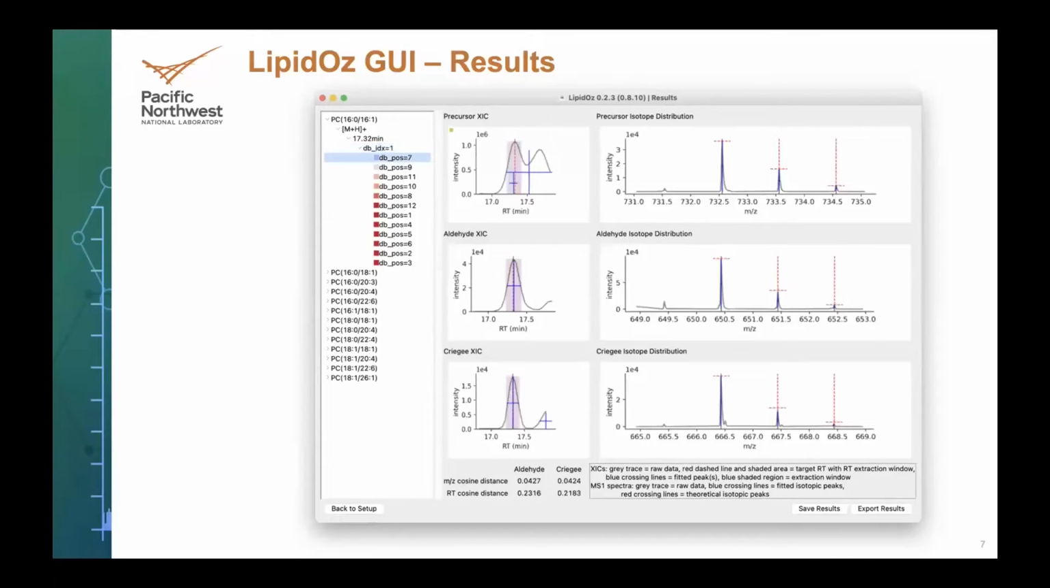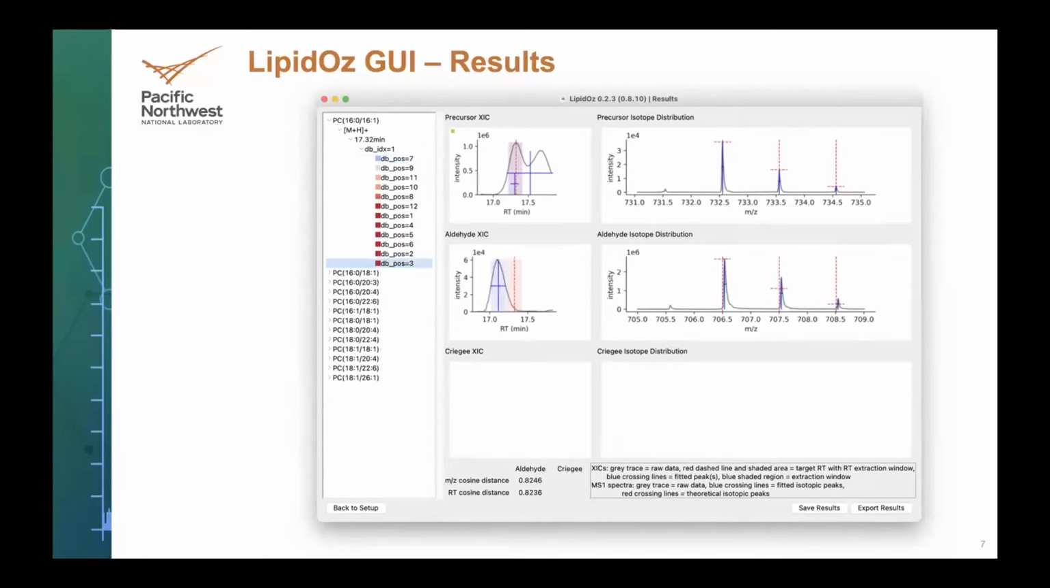So if we select this most confident double bond position here, we see, as expected, if we look at the precursor, its isotopic distribution looks good. We look at this pair of fragments, both of them have XICs that match the precursor fairly well, and then their isotopic distributions match what we'd expect from their formulas. So it makes sense that that one looks great.